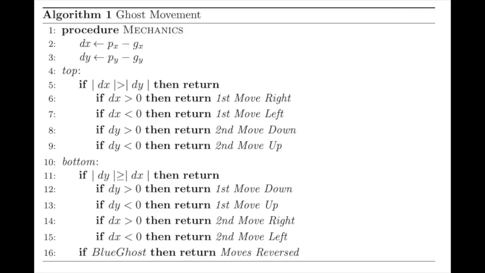So the next algorithm is for the ghost's movement. So the dx represents the difference in the x position between the ghost and Pac-Man. dy represents the distance in the y direction between Pac-Man and the ghost. So what we have is a bunch of if statements that determine the ghost movement depending on those distances.